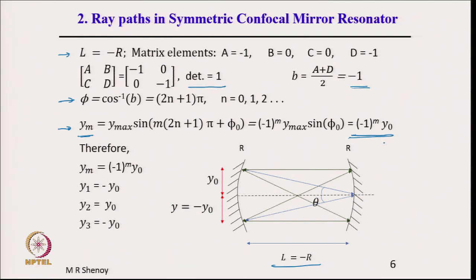What does that mean? If m is equal to 0, then of course y 0 is equal to y 0. If m is equal to 1, then y 1 is equal to minus y 0. If m is equal to 2, y 2 is equal to again y 0, which means if we start with a y 0 which is here, a ray which goes. So, there are two different rays shown. Let us consider first this ray, a ray which is going like this. Then after one round trip, y 1 will be equal to minus y 0, that is in the lower half, symmetrically about the axis.